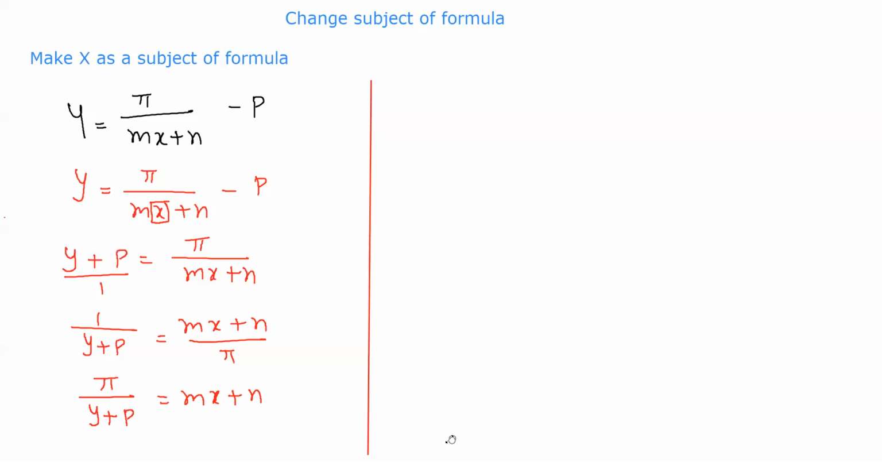Next step, we can write this as pi divided by y plus p. This is plus n on the other side, so when you shift it, it will come as negative n, is equal to mx here. Is this okay? Now we have to simplify that expression first. There is nothing in the denominator, you can consider 1. So y plus p and 1 multiply, we can write as just y plus p. 1 times pi is pi, take away n multiplied by y plus p, is equal to mx. Is this okay?